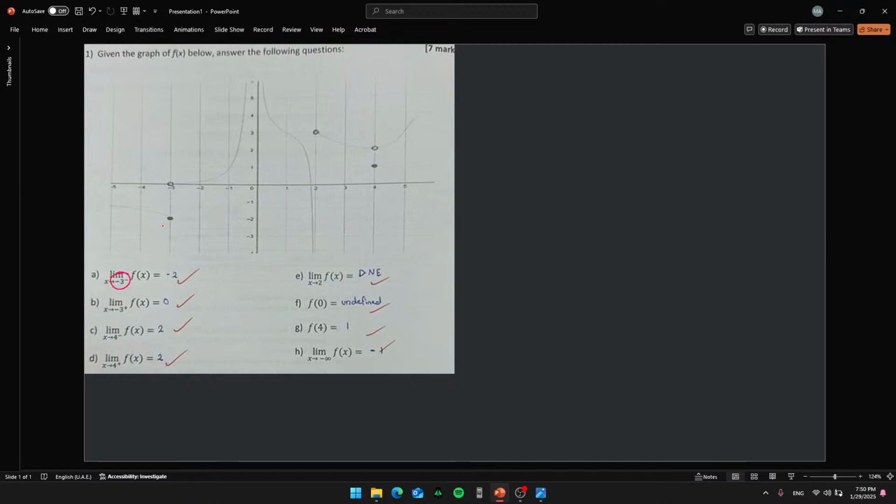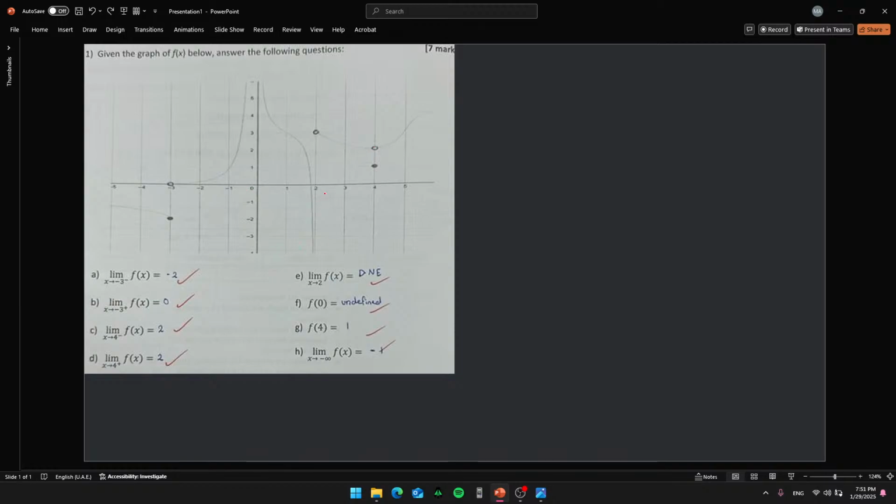As we approach -3 from the left, the function goes to a y value of -2. Approaching -3 from the right, the function goes to a y value of 0. As we approach 4 from the left, the y value is 2. From the right, the y value is 2.